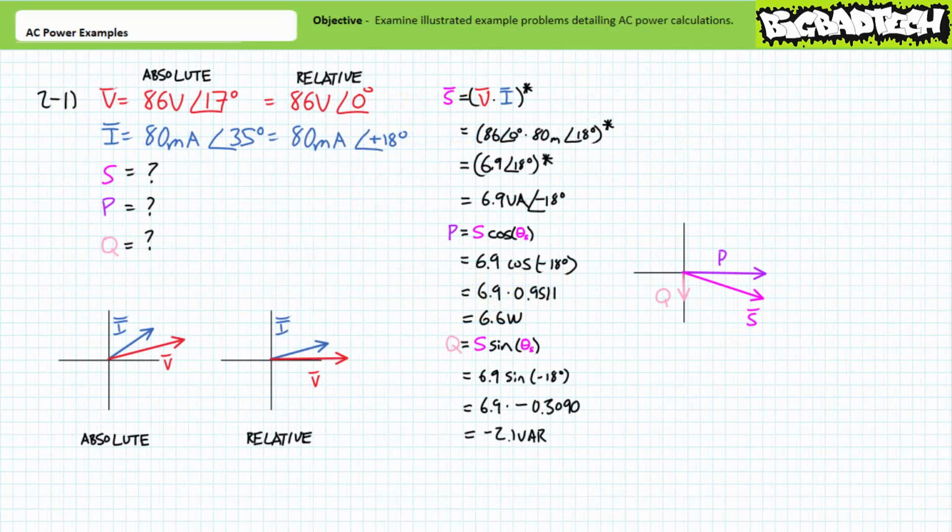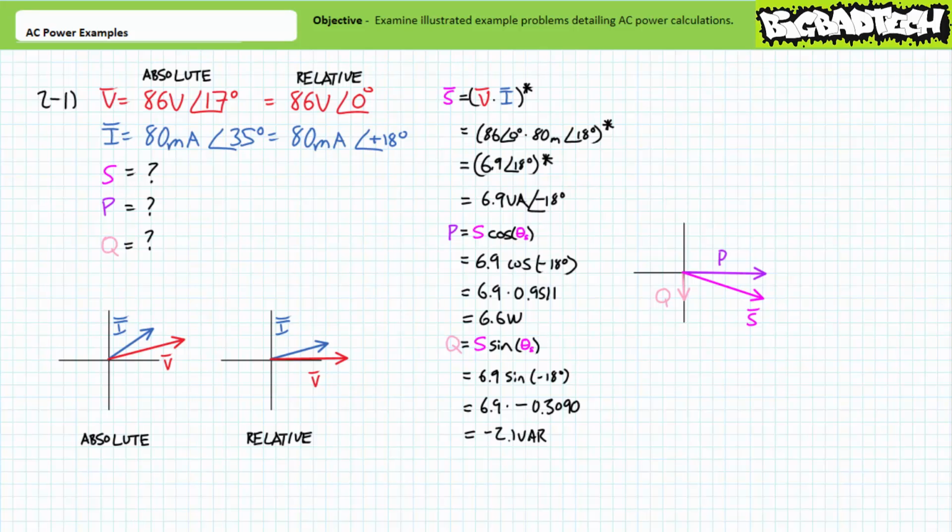For our first example problem, we've been given a voltage phasor equivalent of 86 volts at an angle of positive 17 degrees, and a current phasor equivalent of 80 milliamperes at an angle of positive 35 degrees, and are being asked to solve for the resultant apparent, real, and reactive power. Despite employing some absolute external reference, there appears to be a 35 minus 17, or 18 degree, relative phase shift between voltage and current. Current can be said to lead voltage by a relative 18 degrees.